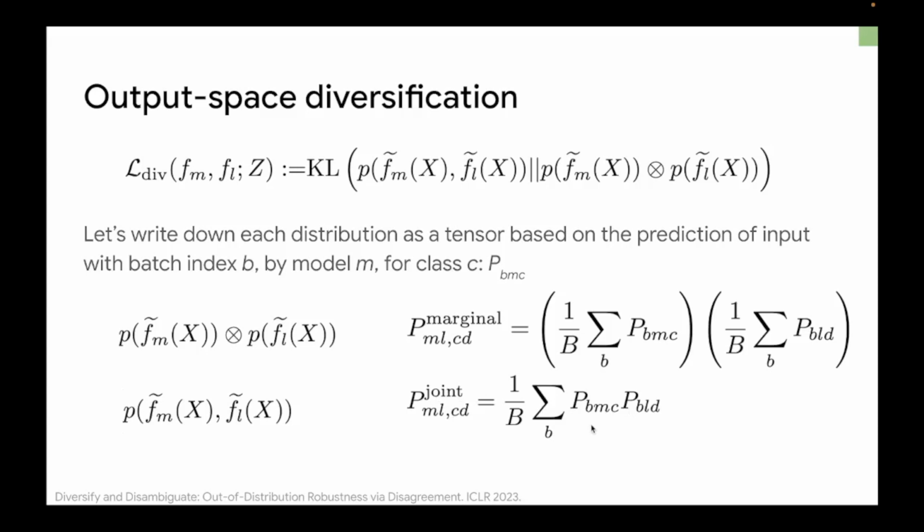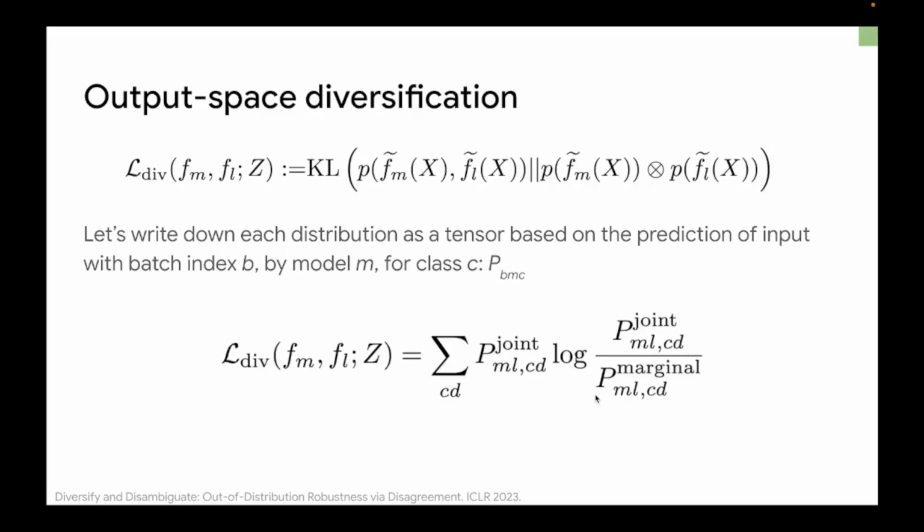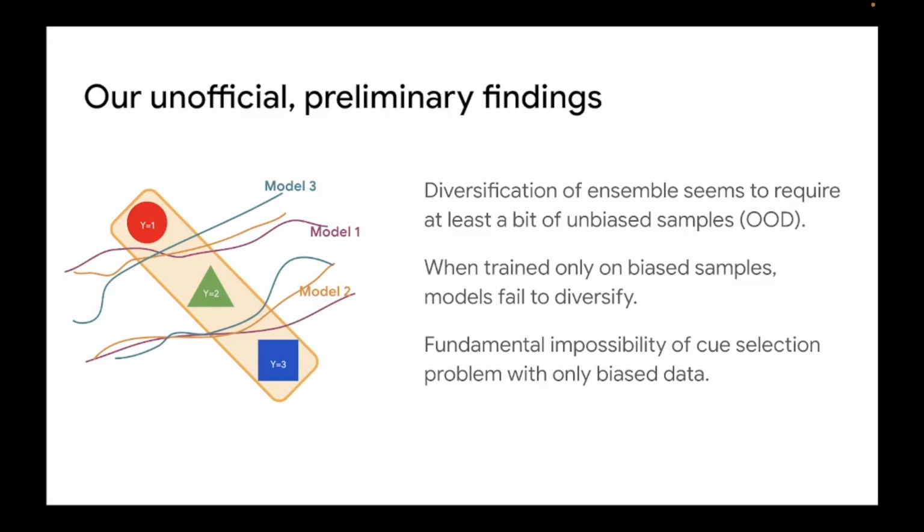For the joint, you're looking at the sample index, which are now joint. So you take the multiplication of PBMC and PBLD and then sum over B, instead of summing them over first and then doing the multiplication. Okay, so now you take the KL divergence by taking the logarithm of the division of joint and marginal, and then you do the average according to the distribution of joint. And that's going to give you a KL divergence. If you minimize this loss function, then you're encouraging the independence of the predictions on the same set of inputs. So that's another nice way of encouraging diversification.